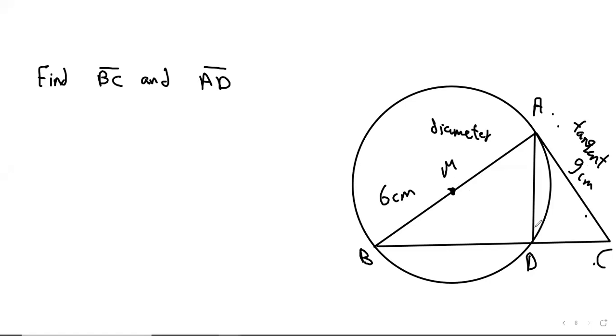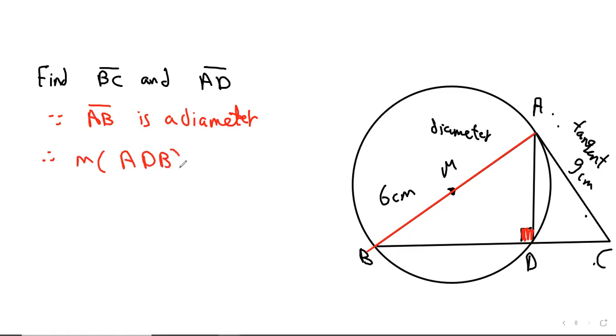First and foremost, you should know that the inscribed angle drawn in the semicircle is right. So this angle here is right. Do you know why? Because this angle is inscribed, drawn in the semicircle. We have a diameter here. Since AB is a diameter in the circle, then the measure of angle ADB equals 90 degrees, and it is inscribed in the semicircle.